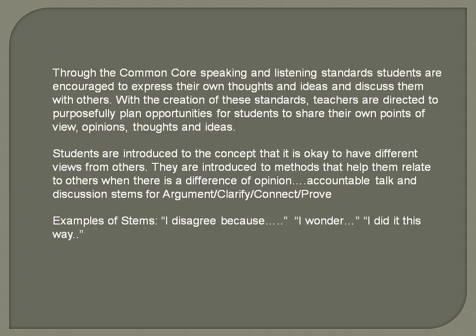And we have these stems, which are basically just sentence starters. It's teaching students how to tactfully disagree. Instead of a student yelling out, you're wrong because I feel like it's this, students are taught to say, I disagree because, and then to justify why they feel the other student is wrong. Or if another student has given a point that they're not really clear on, they could say, I wonder if you have thought about this, or I wonder if you considered this.